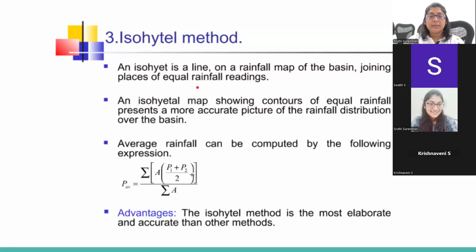Now isoheight is nothing but a contour line. Instead, an isoheight is a line that connects all points of equal rainfall. If a rain gauge is giving us 10 mm of rainfall, another rain gauge is giving 10 mm, and there is another one in the adjacent area giving 10, a line connecting all of these points having equal rainfall is called an isoheight.